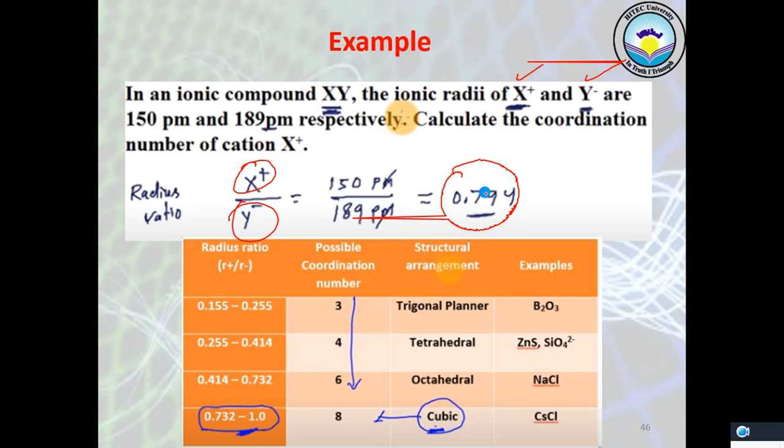Now we have to look at this ratio within the table. This table will be given and we will check out where it is lying. So we can see 0.794 lies in this row between 0.7 and 1. So that means possible coordination number is 8 and its structural arrangement will be cubic. Example is CsCl.